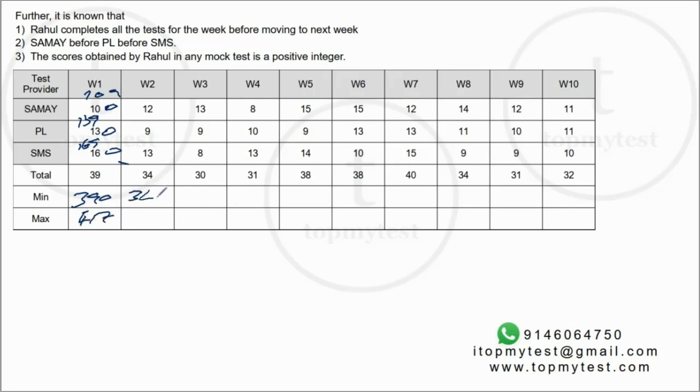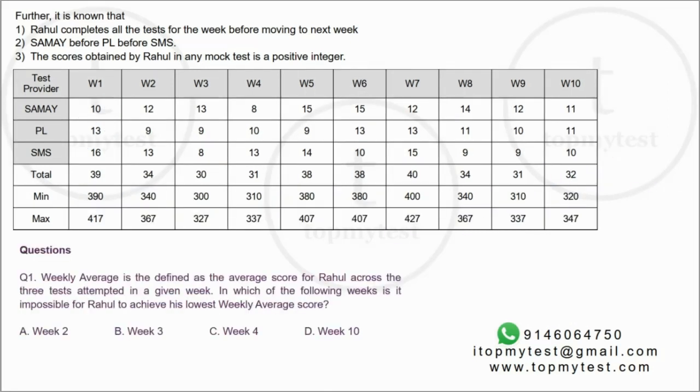Similarly, this total will be 340. Add 27, so 367. This will be 300. Add 27, that will be the maximum, 327. This will be 310. Add 27, this will be 337. Add 10, this will be 380. Add 27, 407. And so on, we can do it. So I've quickly done this.